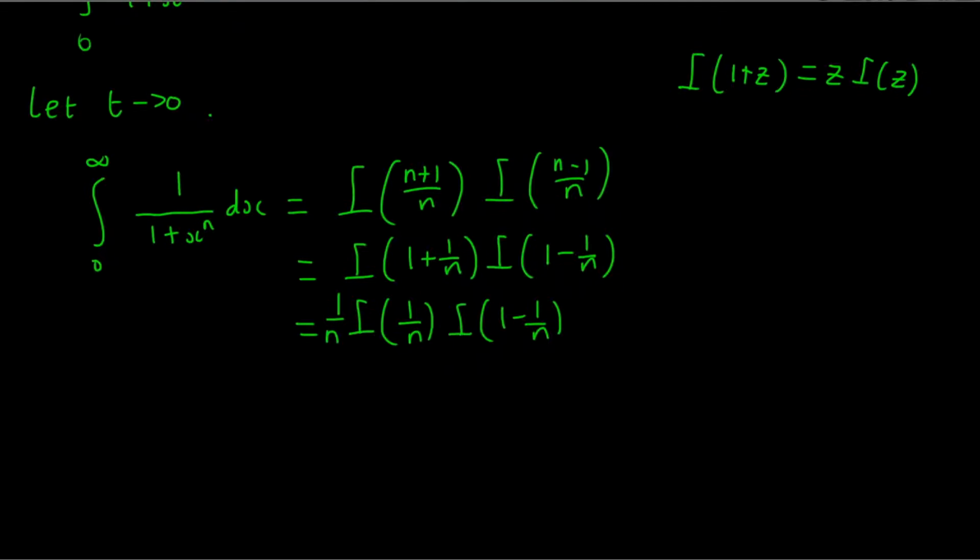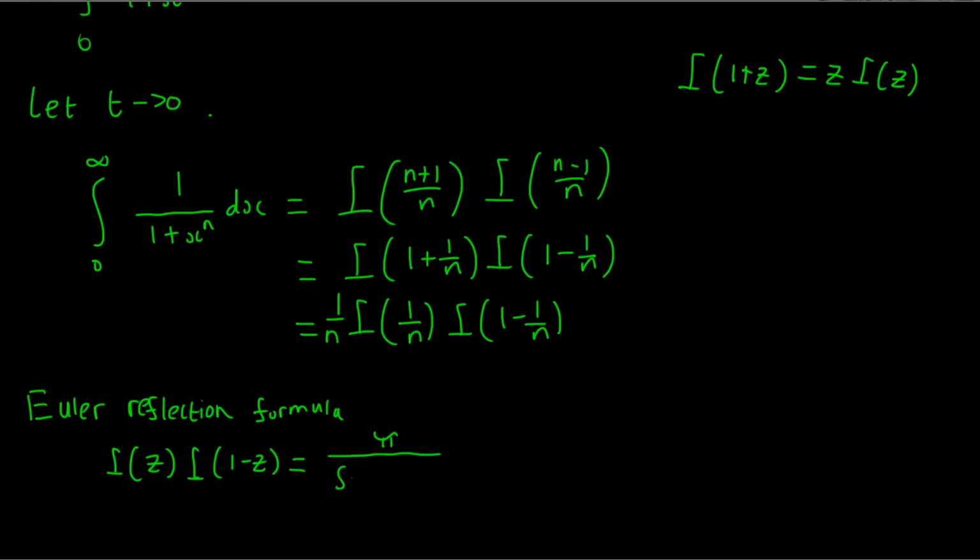And now we use the Euler reflection formula, which is this. So the gamma function of z times the gamma function of 1 minus z is equal to pi divided by sine of pi times z.